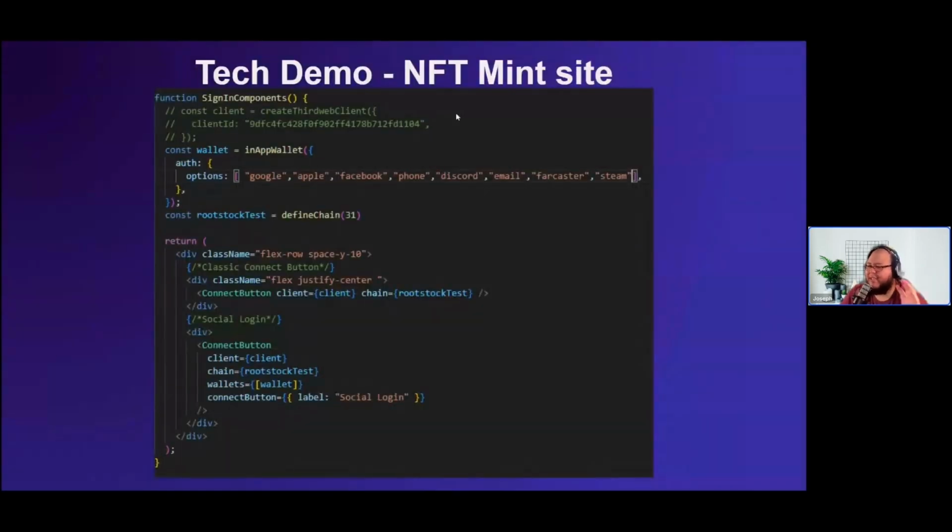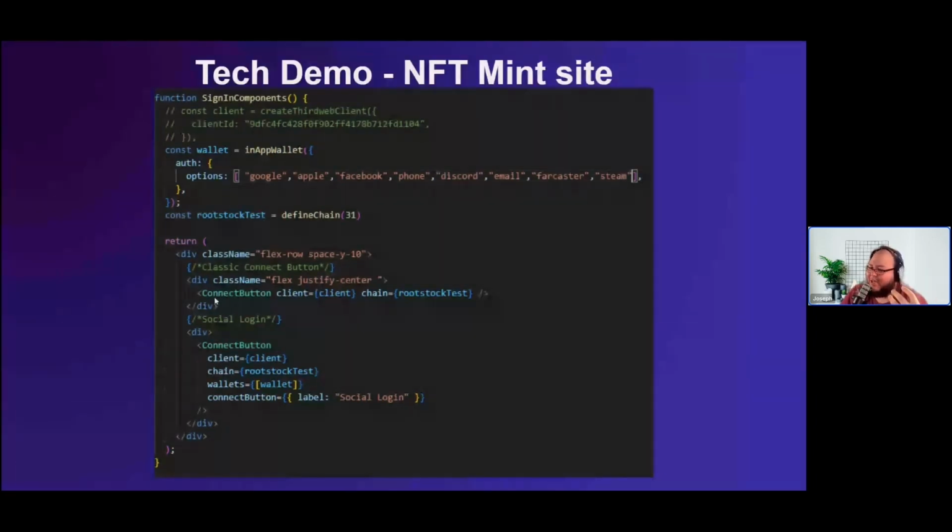So we've created this client. And this client is where we put in our client ID that we saw earlier. Again, this is front facing, totally fine to expose. And then for our component itself, we need to say, okay, well, what chain are we working on? And to do that, we can provide a define chain function and pass in our chain ID. In this example, we have 31, which is Rootstock test network, right? We can use this chain ID and pass it into our components.